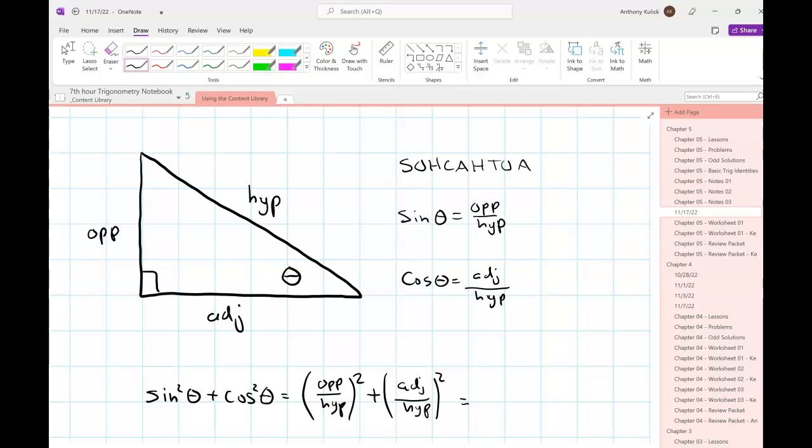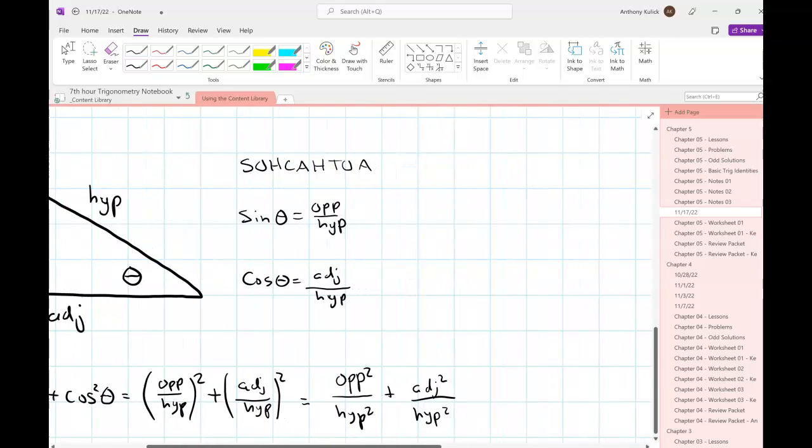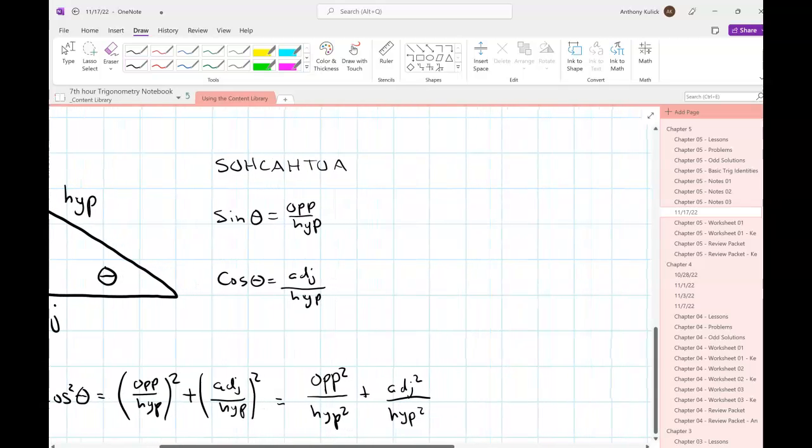So what's opposite over hypotenuse squared going to be? Yeah, opposite squared over hypotenuse squared. That's right. And we can say the same thing about adjacent over hypotenuse squared. Is everybody okay there? Notice that we have a common denominator on that fraction, right? Both fractions are over hypotenuse squared. So we can write that as a single fraction.